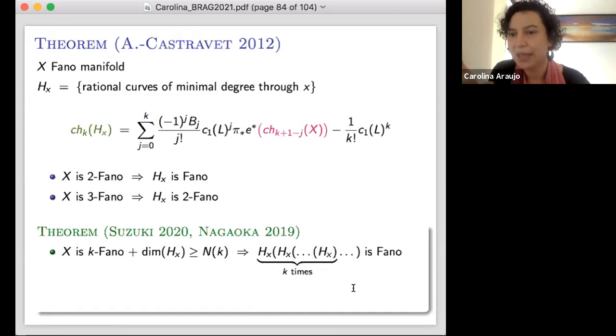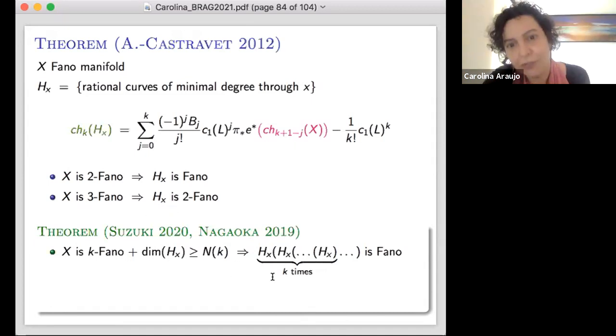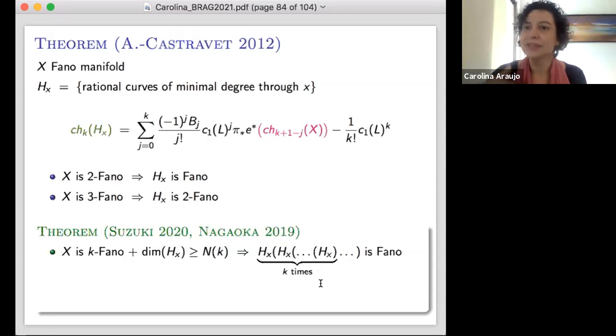So this is the H sub x. Now this itself is a projective variety, so you can look at the space of rational curves of minimal degree through a general point on this variety. And then you keep doing this: you look at the space of rational curves of minimal degree in the space of rational curves of minimal degree, and so on, inductively. If this has dimension big enough, you can do this k times and still prove that this is Fano.